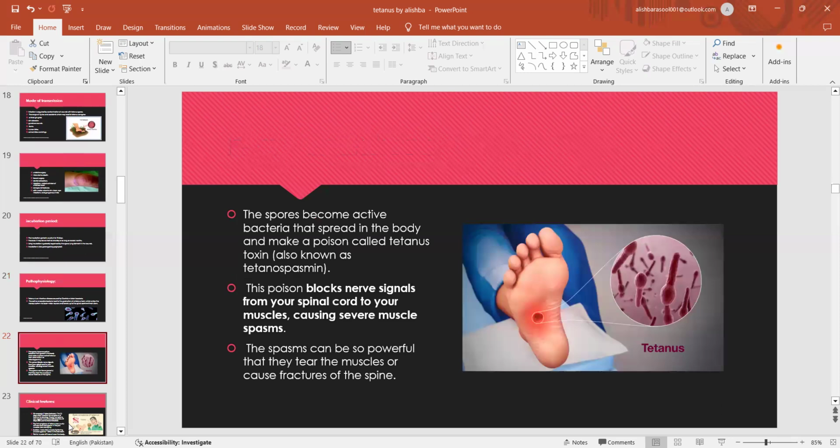The spores become active bacteria that spread in the body and make a poison called tetanus toxin, also known as tetanospasmin. This poison blocks the nerve signals from your spinal cord to your muscles, causing severe muscle spasms. The spasms can be so powerful that they tear the muscles or cause fractures of the spine.